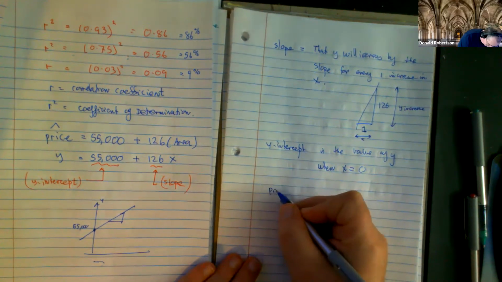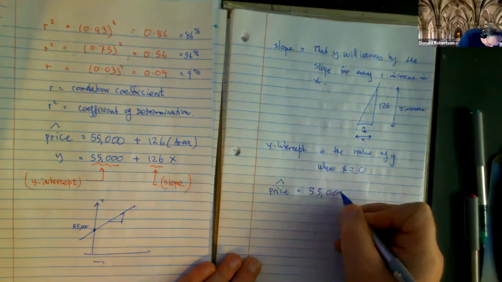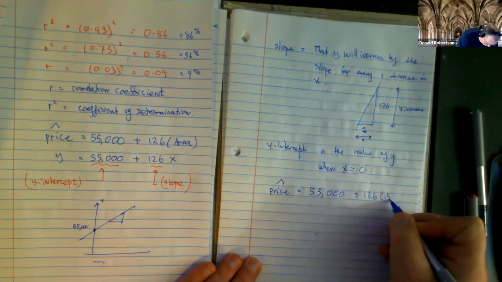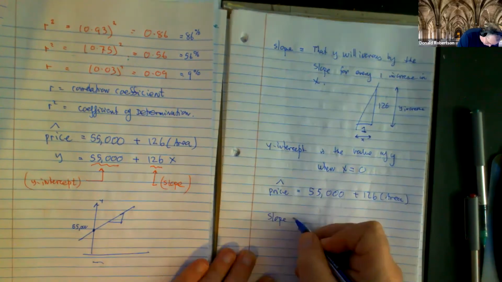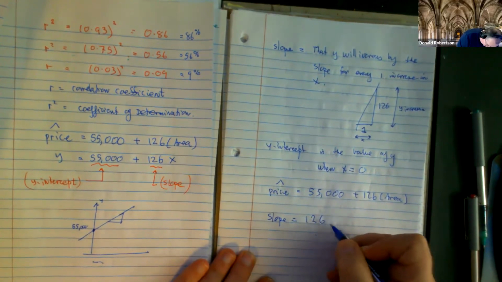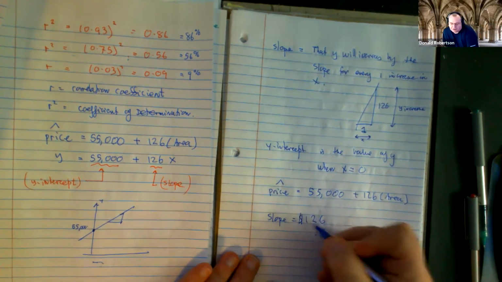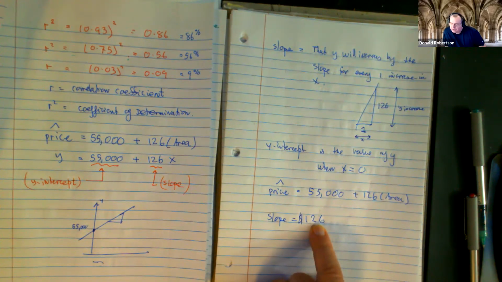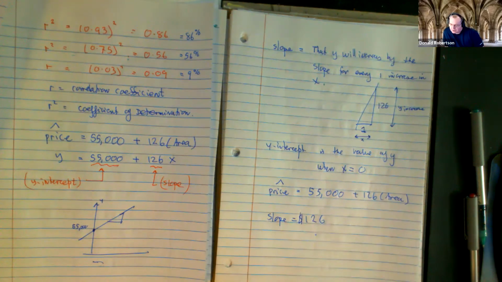Now, in the context of the story that I've got, the predicted price of the house is 55,000 plus 126 times the area. The slope in this question is 126, and the units are dollars. So it's $126, right? That's what the slope is. Now that has a meaning. In other words, in the context of this question, every time you add 1 square foot, the price of the house goes up by $126.